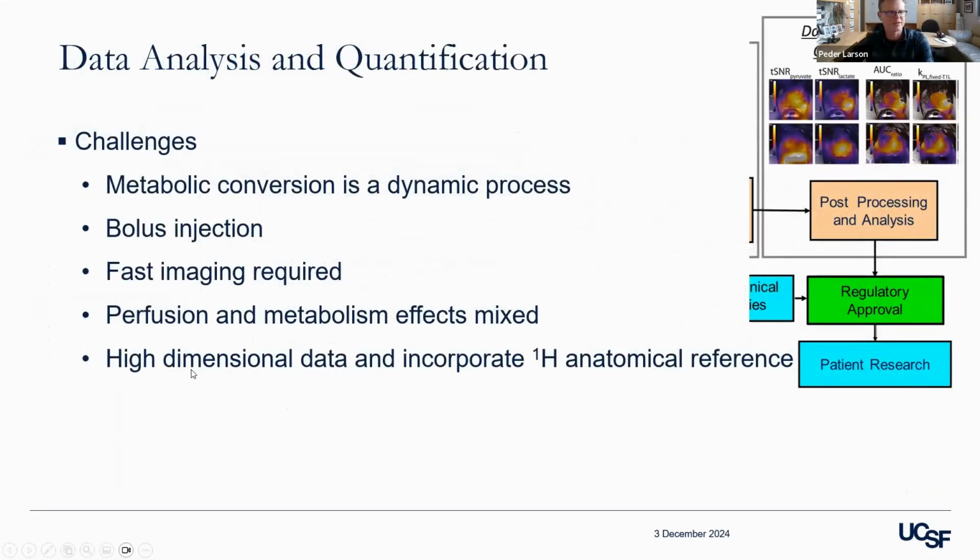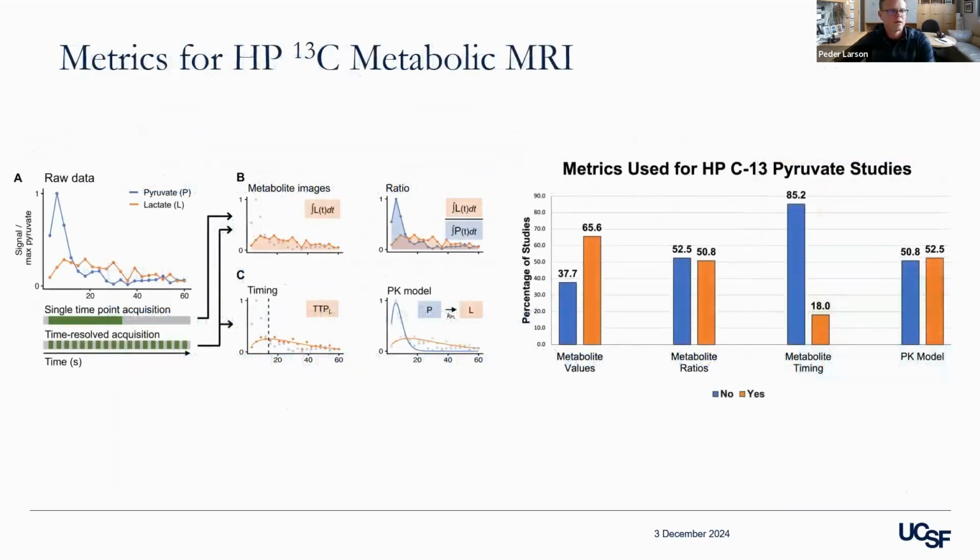So that's the sequence bits, and then the other side of the hyperpolarized carbon that is unique is how you deal with this data. It's multiple spatial dimensions, a metabolite dimension, a temporal dimension. You're not going to just natively get a single image out that is interpretable or reproducible. So there's a number of different things you can do, and what people do kind of varies.